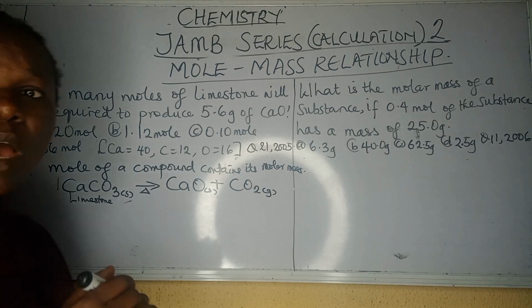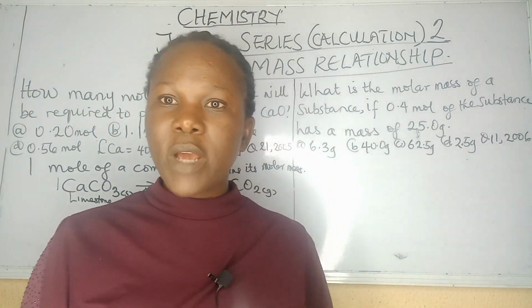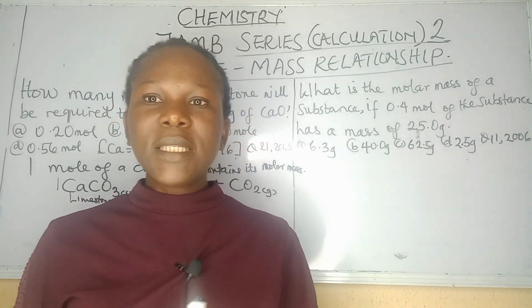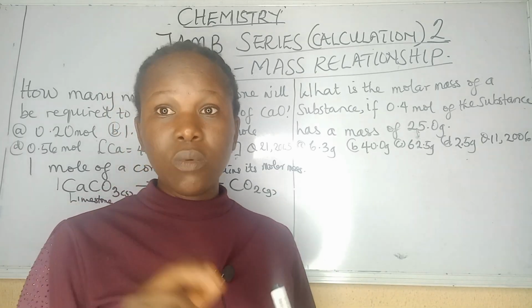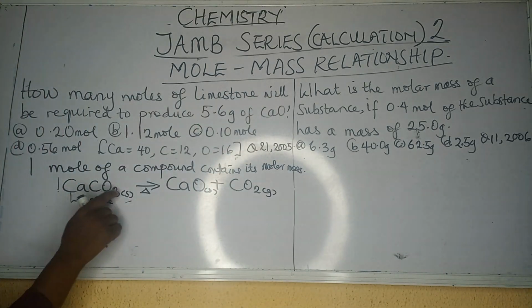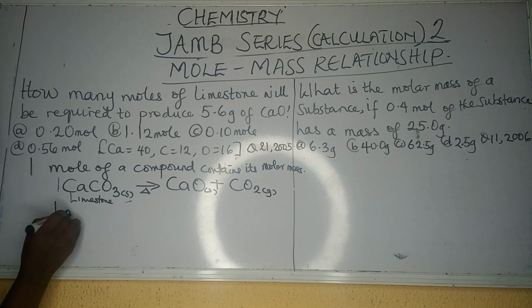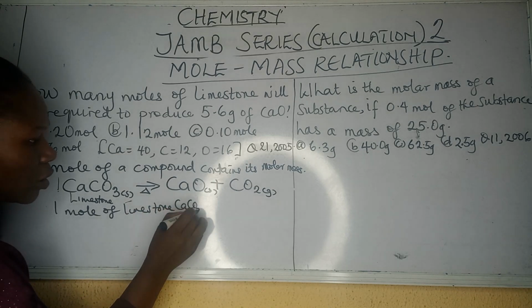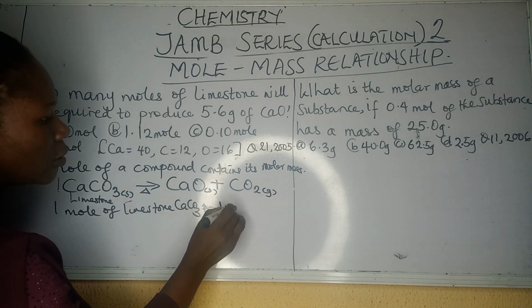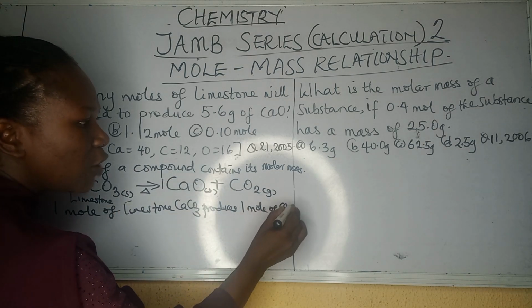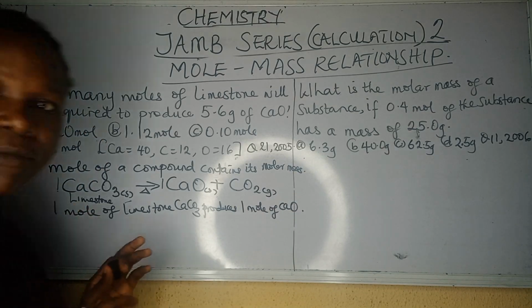So the first thing we are going to do, after getting our balanced equation of reaction, is get the first line of the calculation from the equation of reaction. Then the second line will be from the question itself. So pay attention as I do that. How many moles of limestone? We are dealing with moles of limestone, or calcium carbonate. So 1 mole of limestone, CaCO3, produces 1 mole of calcium oxide. That is from the equation of reaction.